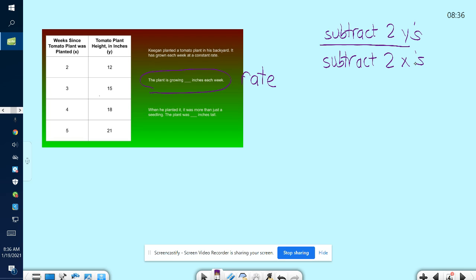So I'm going to use this one and this one. So 15 minus 12 is 3. And 3 minus 2 is 1. So that means that this plant is growing at a rate of 3 inches per week.